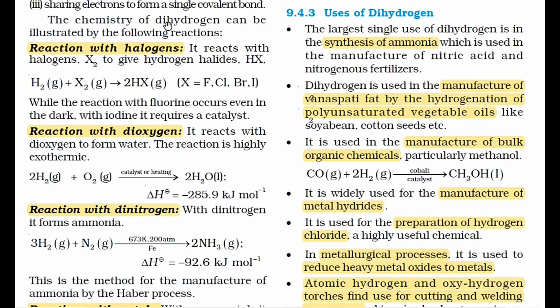So the chemistry of dihydrogen can be illustrated by the following reactions. Reaction with halogens. It reacts with halogen X2 to form hydrogen halides, where halogen could be fluoro, chloro, bromo, or iodo. While the reaction with fluorine occurs even in the dark, with iodine it requires a catalyst. The reason is, among the halogens, fluorine is most reactive, and down the group the reactivity decreases. So the reaction with fluorine would be vigorous and could also occur in the dark, but with iodine the reaction would be slow, and that's why it will require a catalyst.